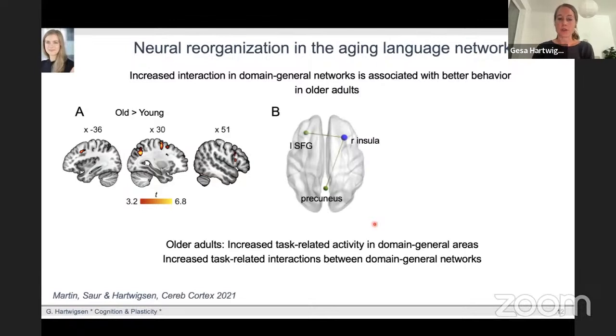Older subjects also show task-related interactions between domain general networks during this task. This is data from a psychophysiological interaction.